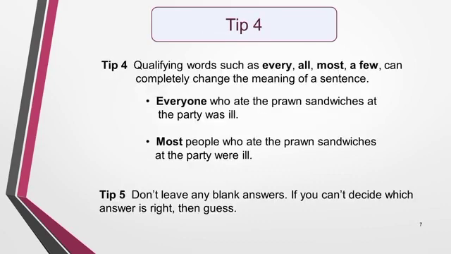Tip 4. Watch out for distractors. Be aware that the test setters love to include distractors in the answer options to try and catch you out. A prime example is qualifying words such as every, all, most or a few. They're only small words, but they can completely change the meaning of a sentence. For example, compare these two sentences. Everyone who ate the prawn sandwiches at the party was ill. Most people who ate the prawn sandwiches at the party were ill.